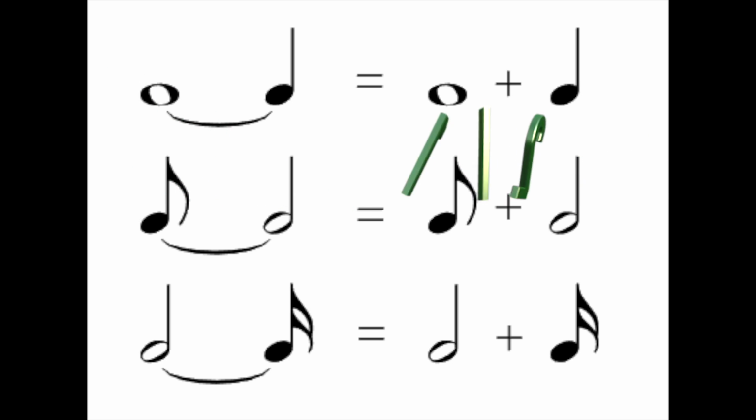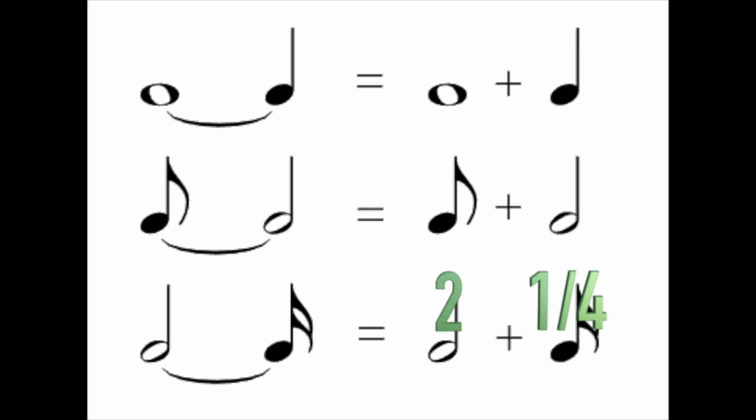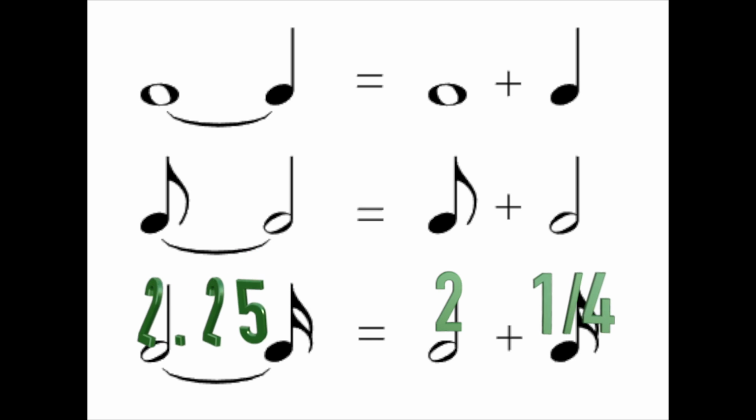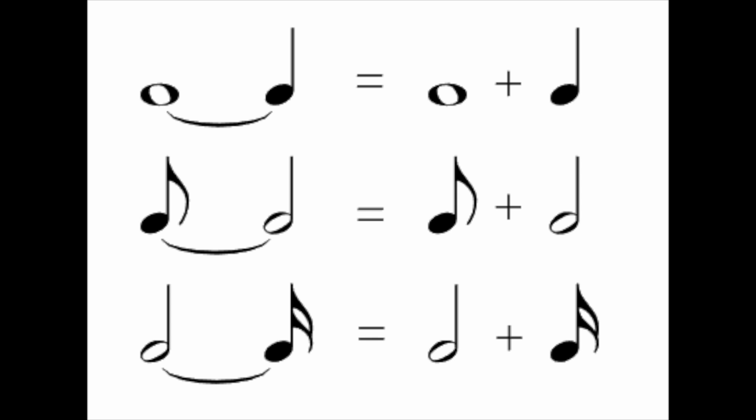In the last example, you have a half note, which is 2 beats, tied to a 16th note, which is a quarter of a beat. So this note is sustained for 2 1/4 beats. This can apply to any kind of combination of note values to include dotted note values.